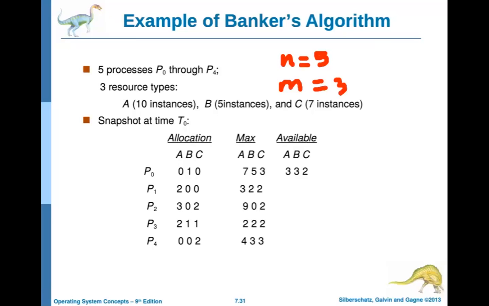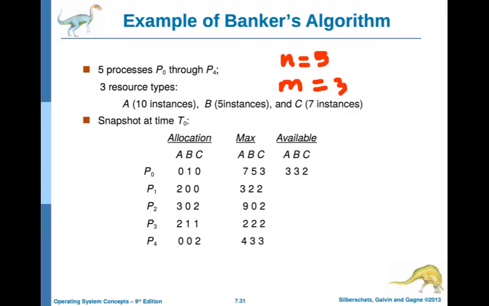And the number of instances are also given there. There are 3 resource types A, B, C. A has a maximum of 10 instances, B has 5 instances, and C has 7 instances.